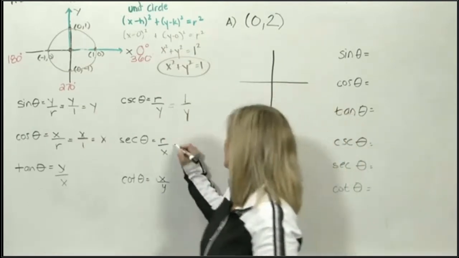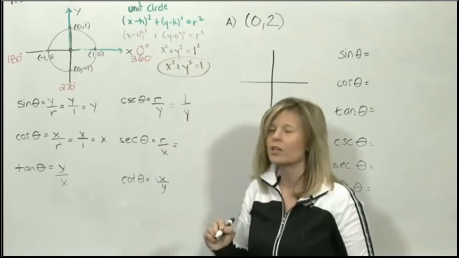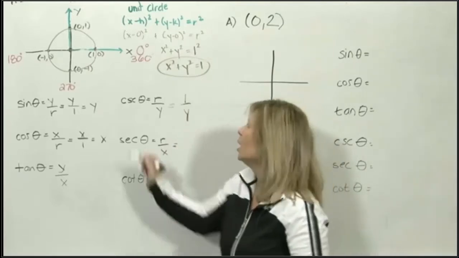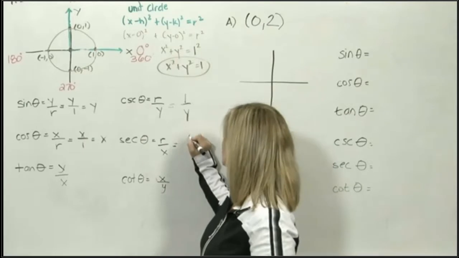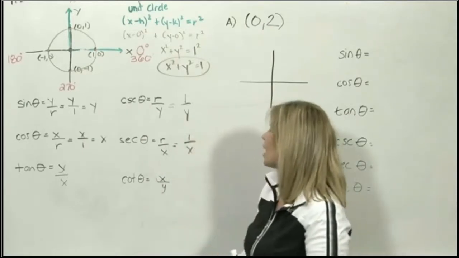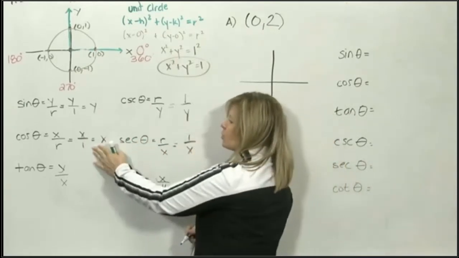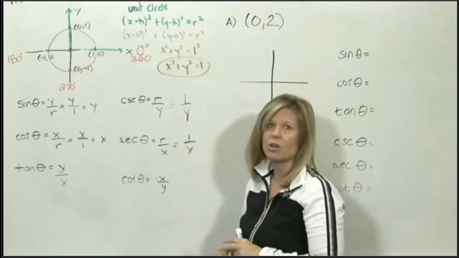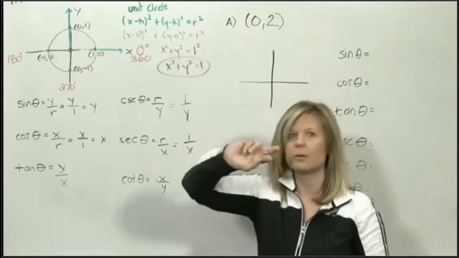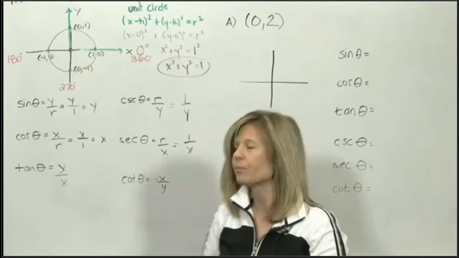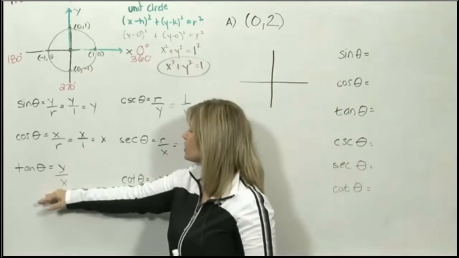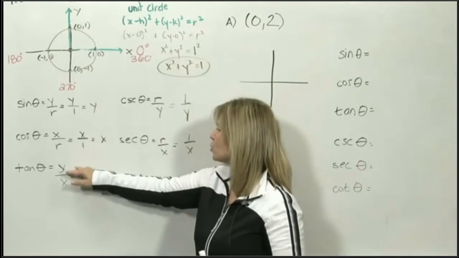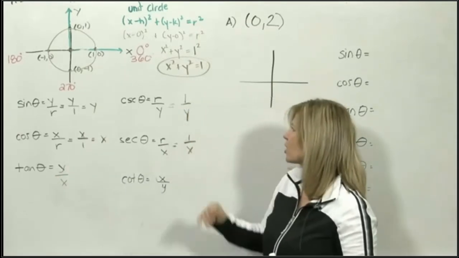Secant, the definition from right triangles, was r over x. Well, if we're using the unit circle, the radius is 1, so this becomes 1 over x. Secant is the reciprocal of cosine. If cosine's value is going to be x on the unit circle, secant's going to be the reciprocal, 1 over x. And then cotangent is the reciprocal of tangent. So if tangent is y over x, cotangent is x over y.